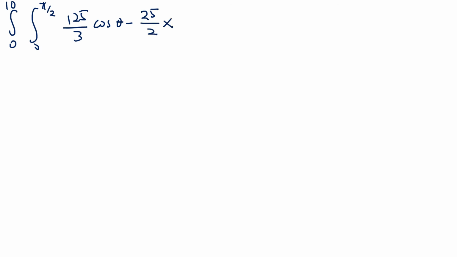Now substitute the limit of 5 into the r. So I will have 125 over 3 cos theta minus 25 over 2 x plus 625 over 4 sin theta cos theta d theta dx. This is after I substitute the limit of 5 into the r. Now proceed to integrate with respect to theta.